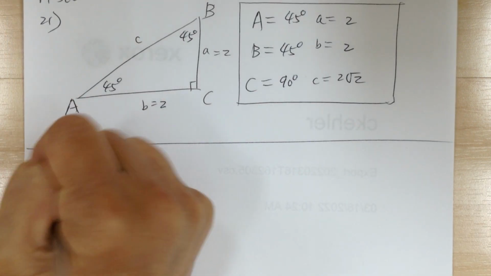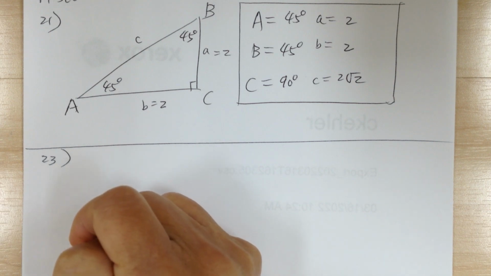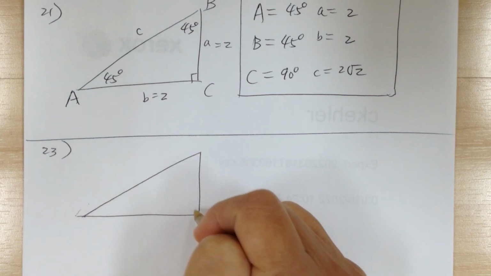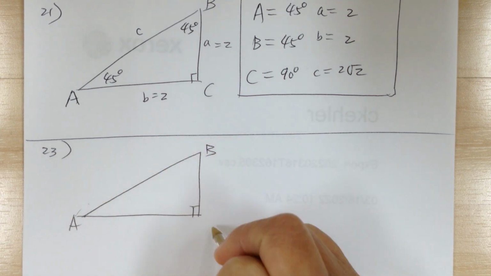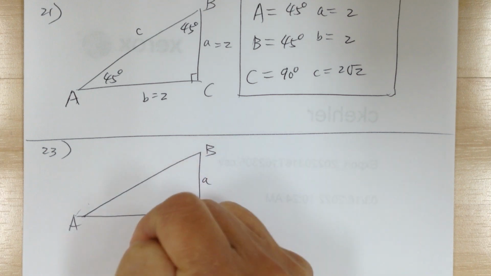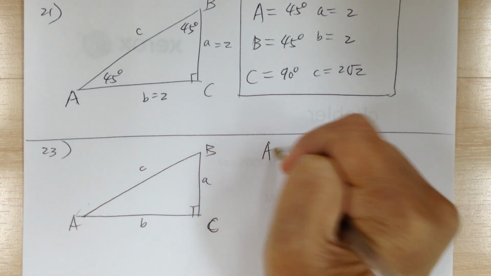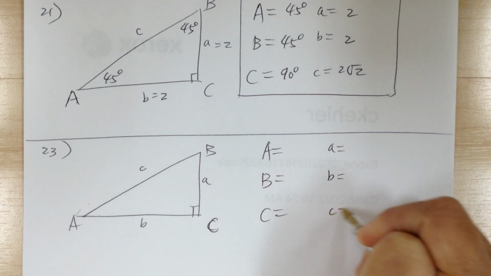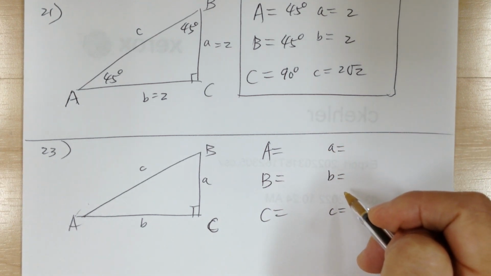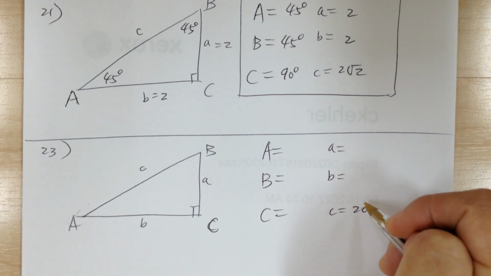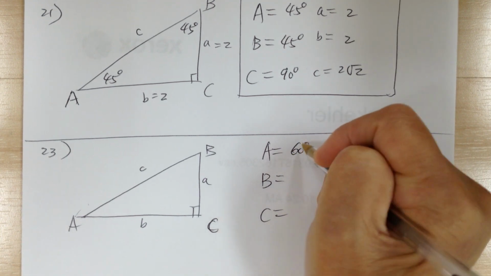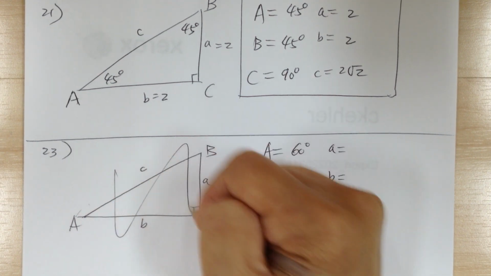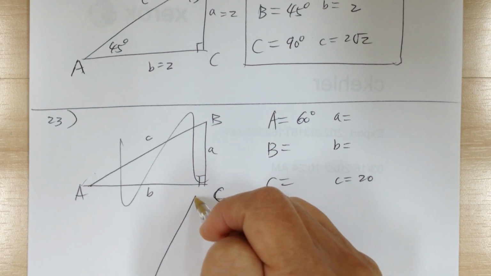Okay, let's go to 23. So you can draw a triangle. A, B, C. You got small a, small b, small c. Again, just go and get all your information together. Okay, so what we got? 23, you got small c equal to 20, and angle A equal to 60 degrees. The picture is kind of off, so let's go ahead and redraw it the correct way.